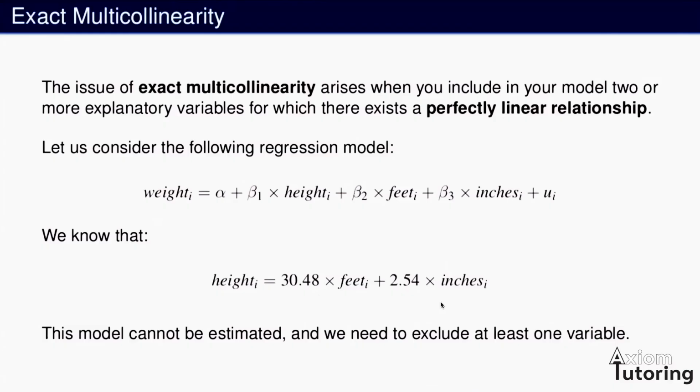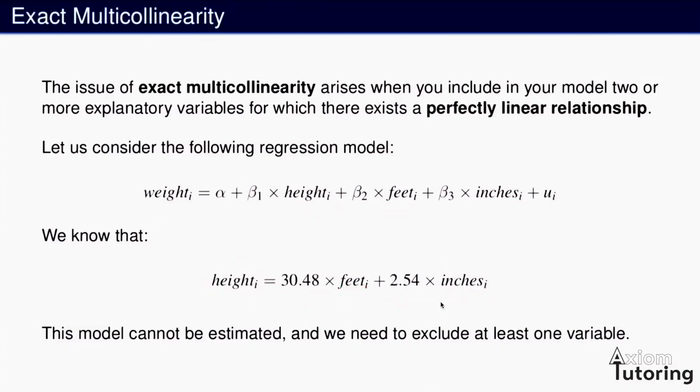Now, one thing that we do know is that if height is in centimeters, the way you can convert feet and inches into centimeters is by the following equation. Height in centimeters is equal to 30.48 times feet plus 2.54 times inches. So that is a perfect linear relationship between one of the regressors that we had, which was height, and two of the other regressors, feet and inches, right?